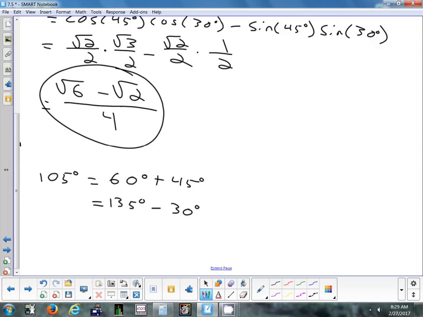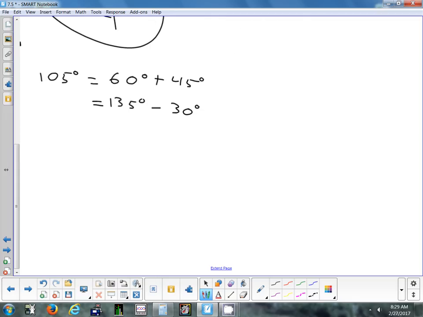But having the formula for a sum and a difference gives you 2 ways you can do it if you can't figure out one of the 2. And there's more ways than this as well. But any questions on that? Okay, so anything that's a multiple of 15, you should be able to figure out.